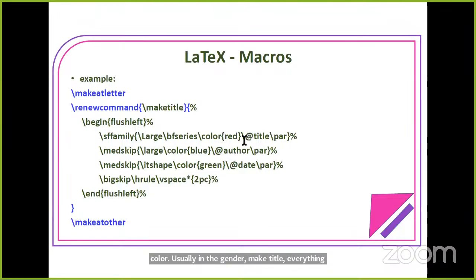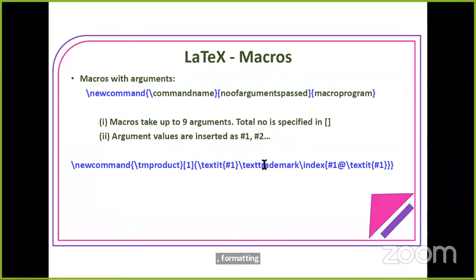Okay, but I need to make some command like a layout, such that my title will be in red color, author will be in blue color, and date will be in green color. Okay. So if I'm using these commands, then every scholar who is using my \maketitle will have this type of formatting. Okay, title will be red, author name will be in blue, and date will be in green.